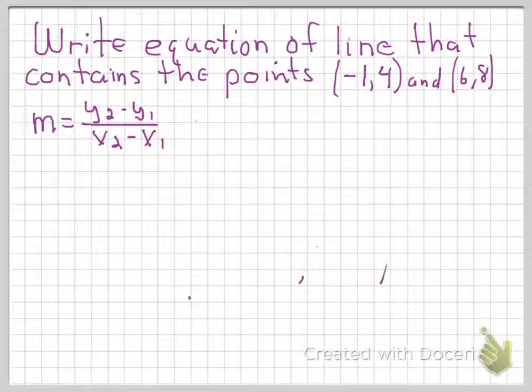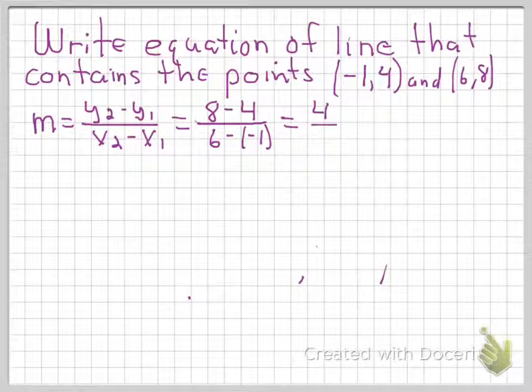The slope of a line is given by y2 minus y1 over x2 minus x1, where the 2 points are x1, y1 and x2, y2. So in our example, we're going to take the y-coordinates, 8 minus 4, subtract those, and divide it by the x-coordinates subtracted, 6 minus -1. So we get a slope of 4/7.